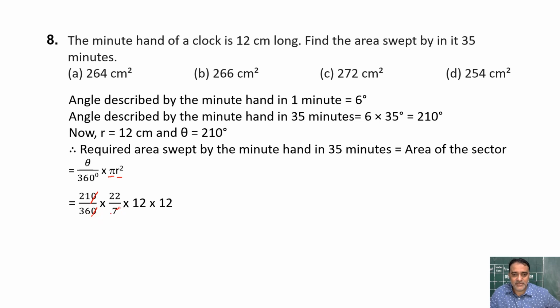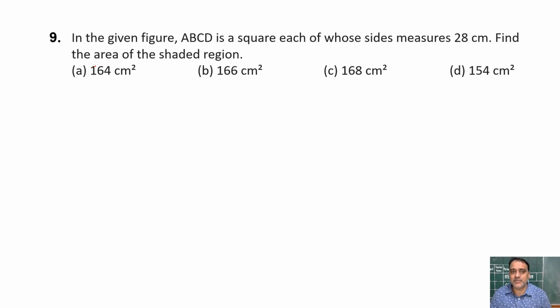Okay. So 7 3s are, now 12 3s are, this 3 also we can cancel, and only what is left 22 into 12, and 22 into 12 is nothing but 264 centimeters square. So which option is the correct one? Option A. Option A, right. So now we are moving toward question number 9.